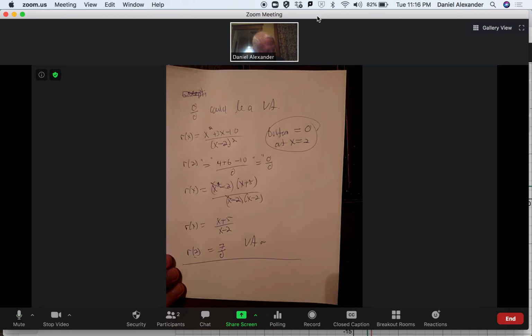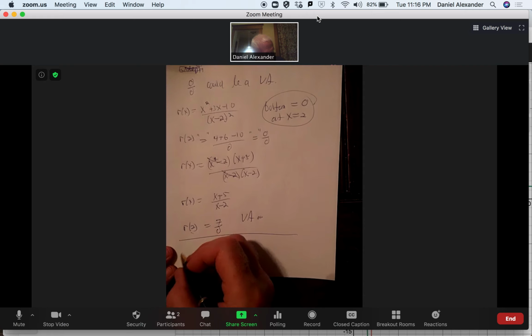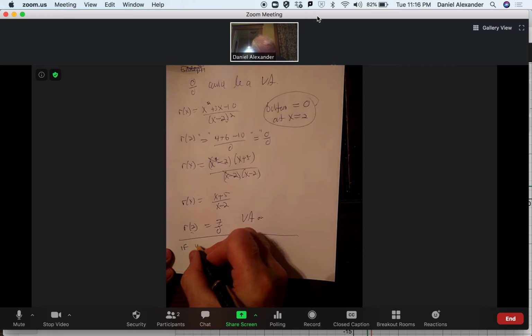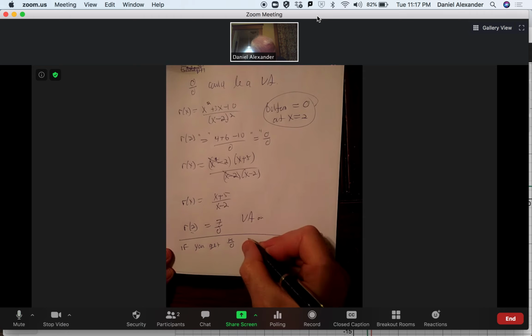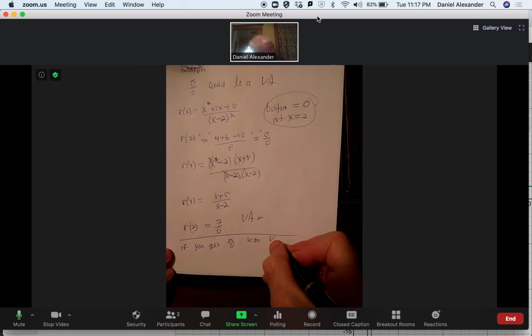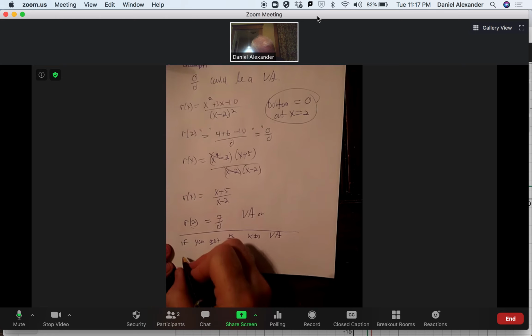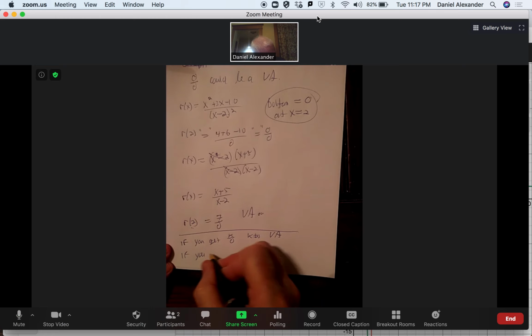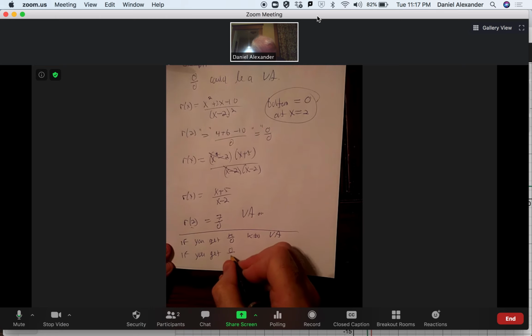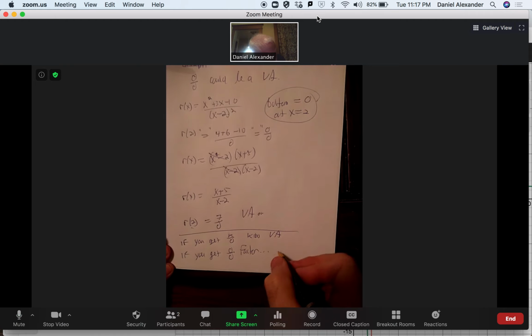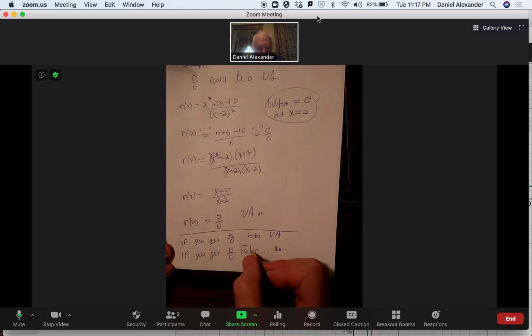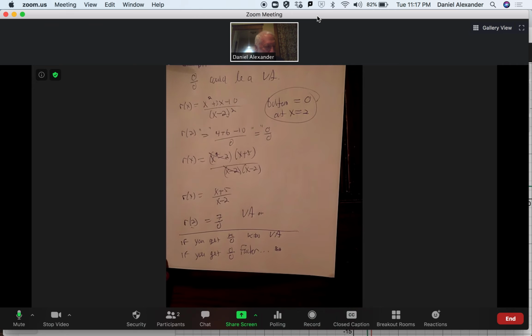Okay. So the bottom line, if you get k over 0, k not equal to 0, you have a vertical asymptote. If you get 0 over 0, factor, and then see what happens. It could still be a vertical asymptote, or it might not be.